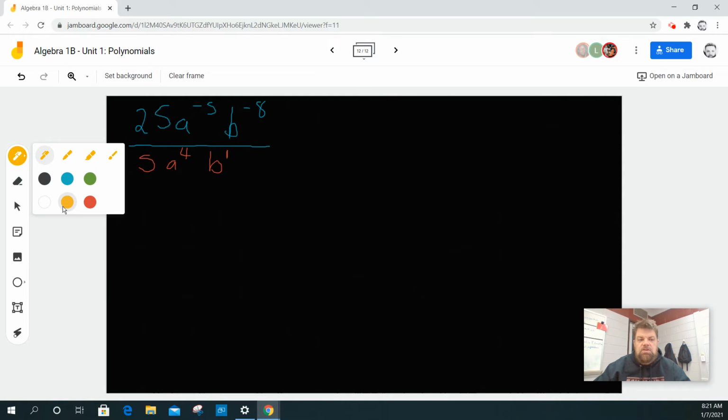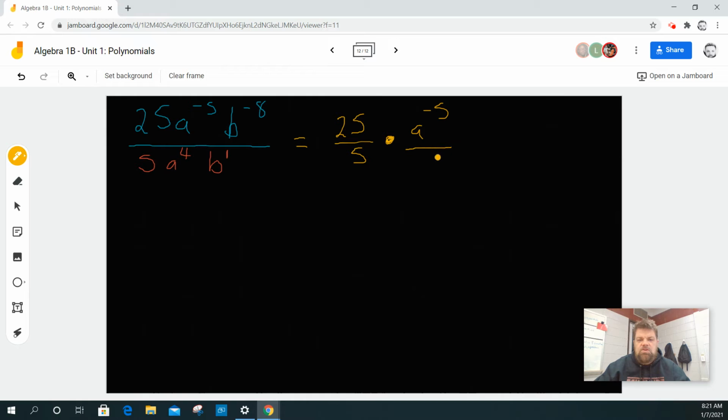So the first thing I'm going to do is think of this like 25 over 5 times a to the negative 5. You don't have to write it out this way, but Mr. Adams is writing it out this way because I'm trying to teach you guys how to look at it. And then times b to the negative 8 over b to the positive 1. So now there's a shortcut that I can do here. First of all, 25 divided by 5 is just 5 over 1, but I'm not going to write the 1 down, okay?